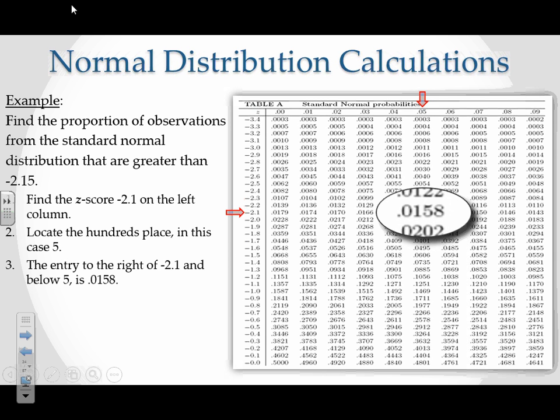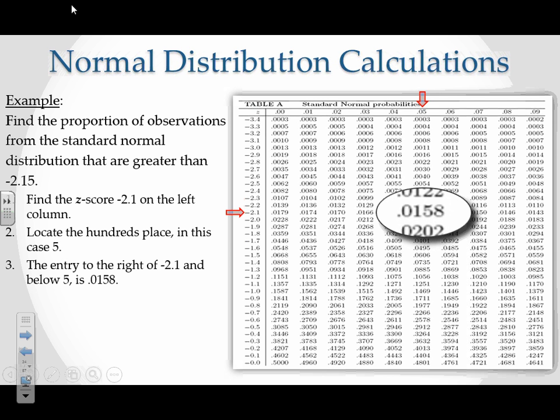Now take a close look at the problem here. We want the percent of observations greater than negative 2.15. What does the table tell us? What's the only area it can give us? To the left. It can only give us values less than a certain value, right? So when we see we have 0.0158, that means there's 1.5% of observations less than negative 2.15. So how would I get the probability or the percentage that I actually want, which is greater than? Subtract from 1.